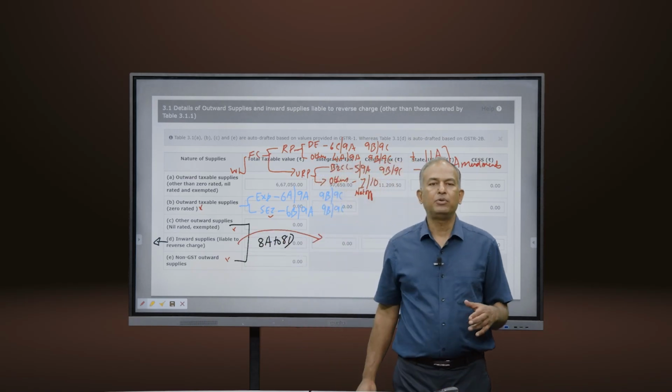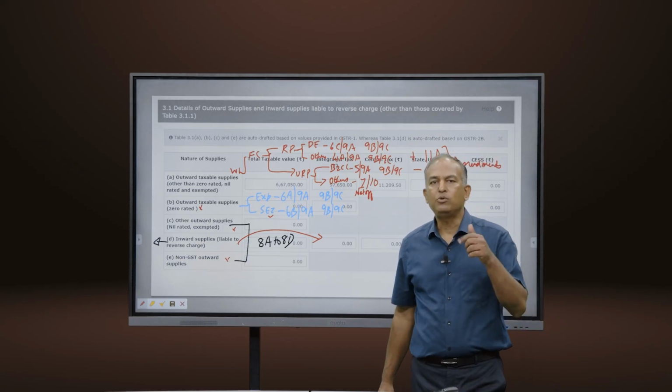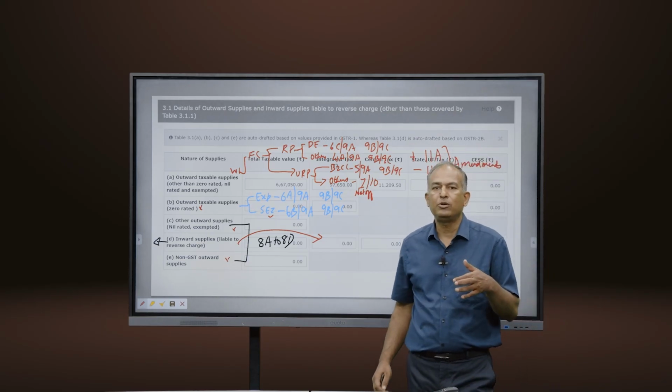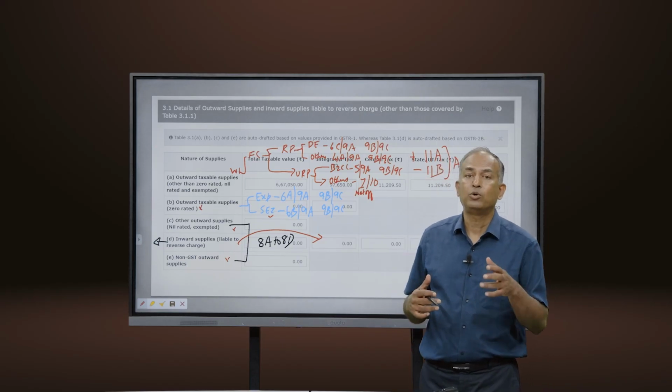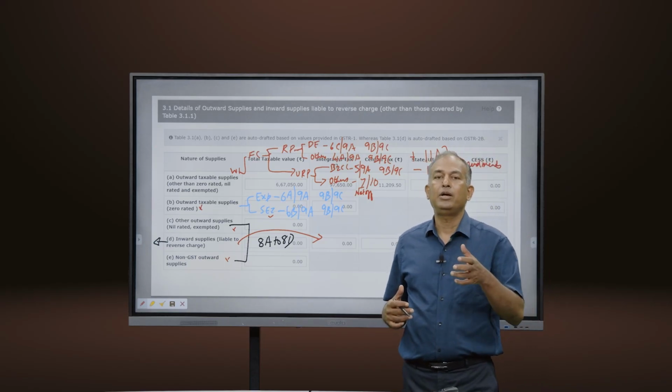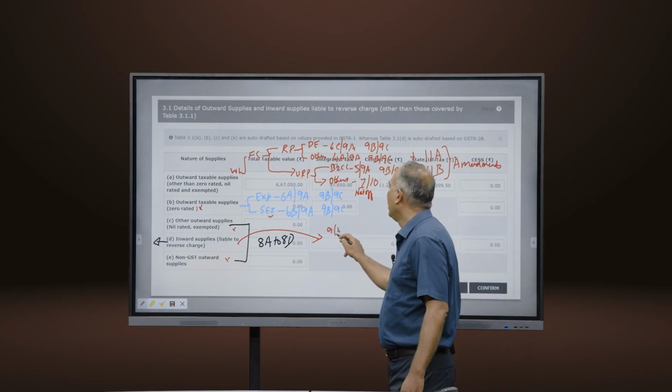3.1D is with reference to reverse charge. When you say reverse charge, now I think you need to start thinking about what are the possible reverse charge cases that I also spoke to you about. I spoke to you about section 9.3 and section 9.4. I did tell you about 9.3 and section 9.4.